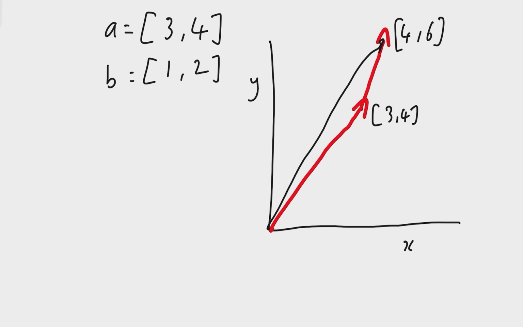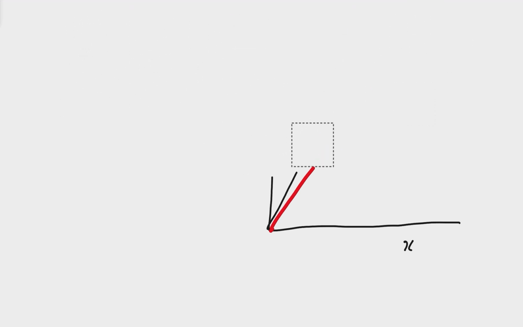So what we're doing when we're adding vectors in a non-graphical way, we can do this by adding each element with the corresponding element in the other vector. So in this case, we're adding 3 and 1 together, and we're adding 4 and 2 together, which gives us the 4 and the 6. We can apply that then to higher dimensional vectors that we can't represent graphically.